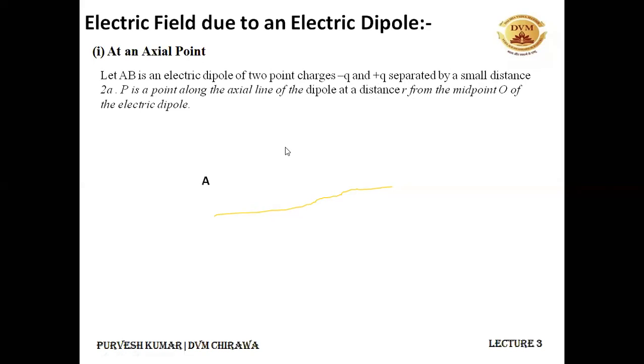So let's see this. This is my point A, this is my point B, and AB is the electric dipole. At point A, minus Q charge is placed. At point B, plus Q charge is placed. So this constitutes my electric dipole, two equal and opposite charges. They are separated by a small distance, and O is its midpoint. The dipole length is 2a, that I have taken.